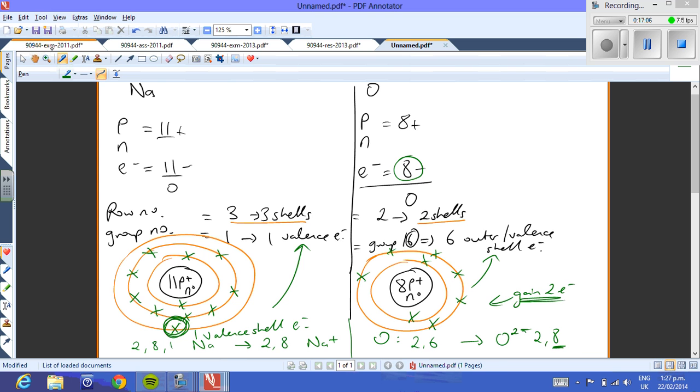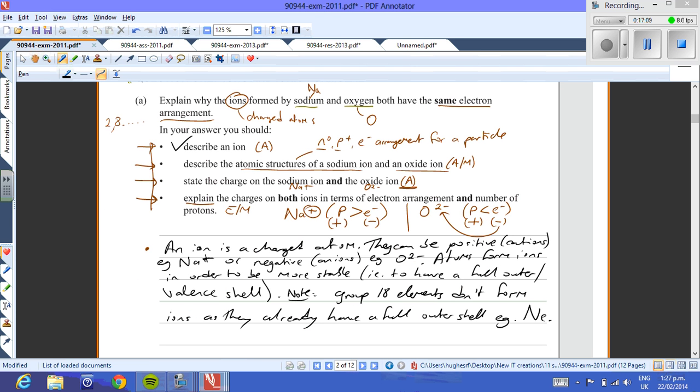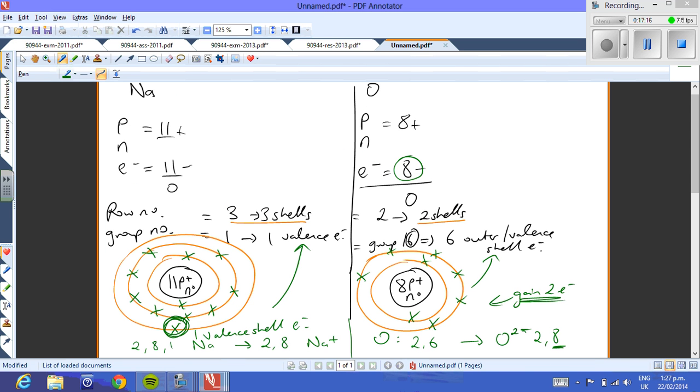So let's go back to the question just to check that we're actually answering what we're supposed to do here. So describe the atomic structures of a sodium ion and an oxide ion. So we're nearly there. I'm doing this in a long-winded way, I suppose, but the more detail, the better.